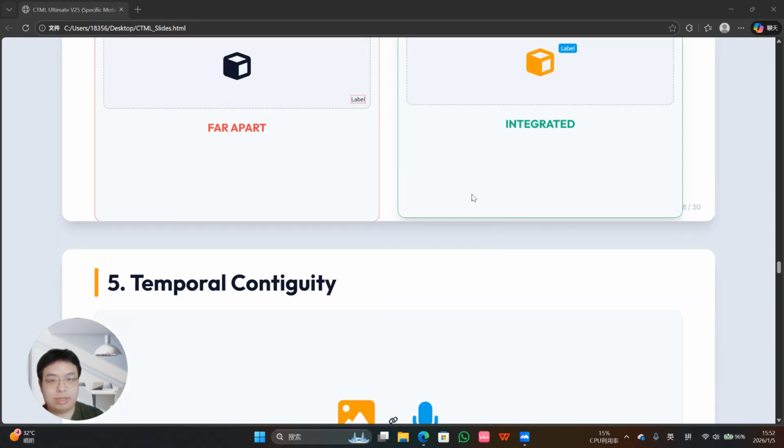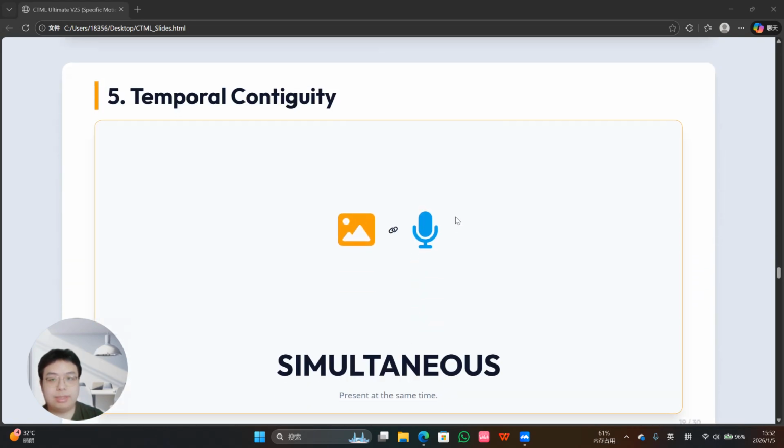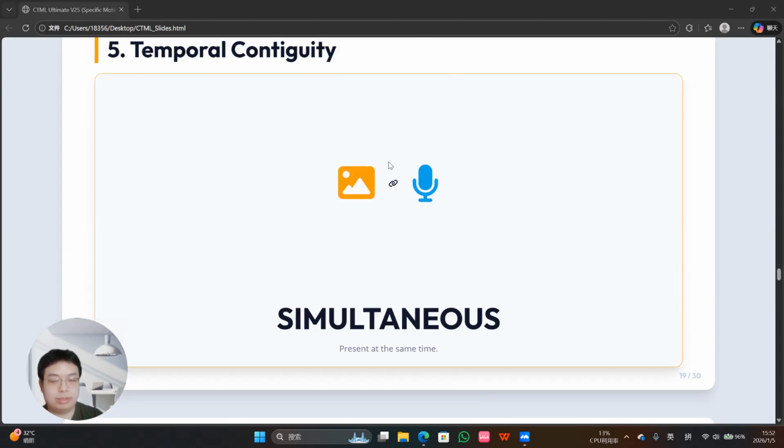Okay. Now let's look at the next one. Next one is temporal contiguity. Narration and animation must appear simultaneously. There should be no time lag. Pictures and the narration should be presented at the same time.